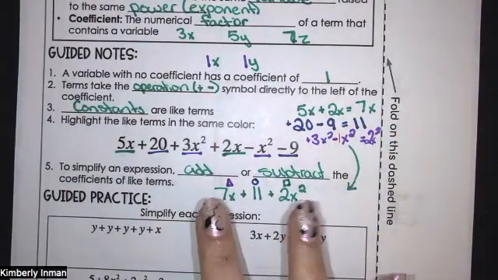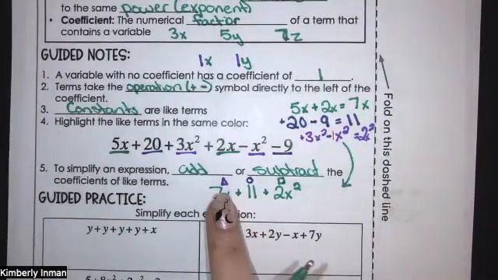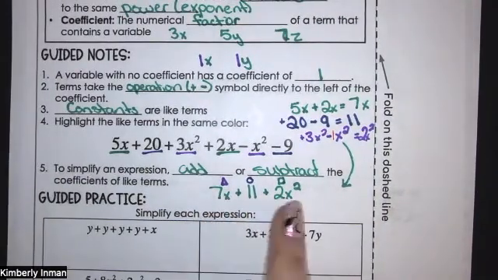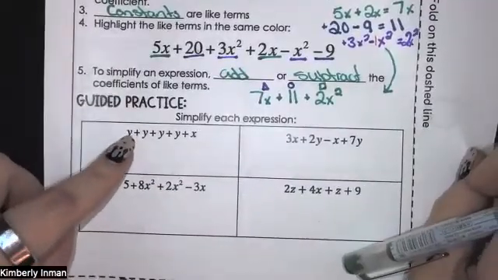You can combine a triangle and a square. Those are two entirely different shapes. You can combine a triangle and a circle. X's, x squareds, they're different shapes. You cannot combine those two together. So now we're going to simplify these expressions.